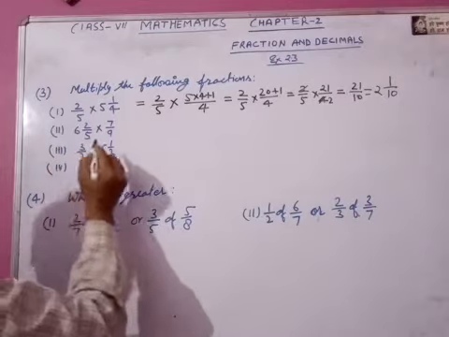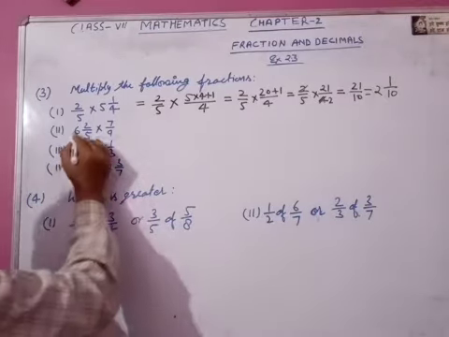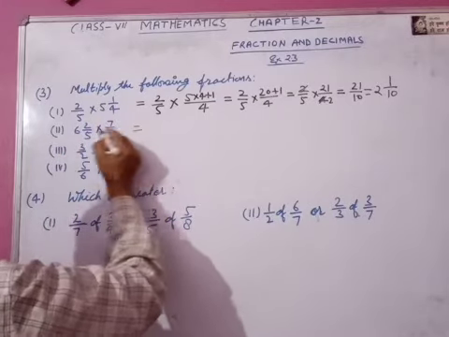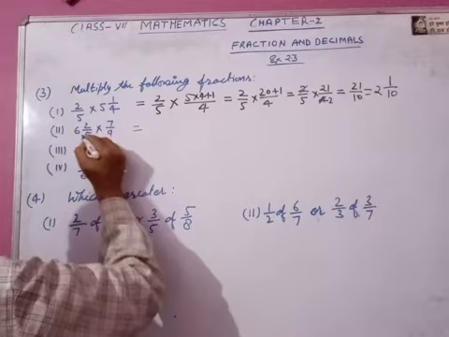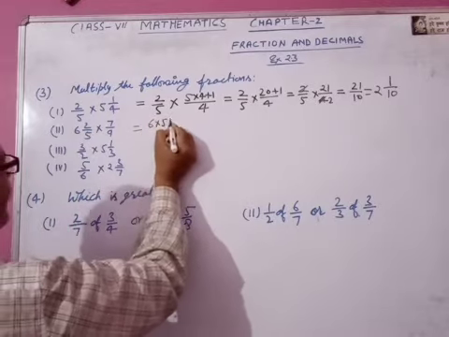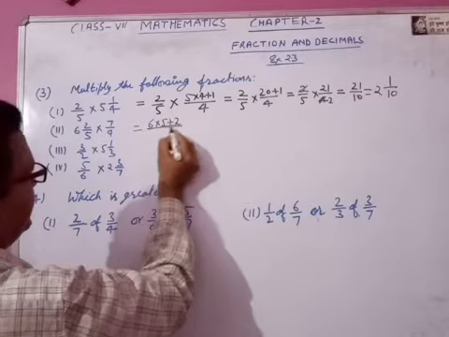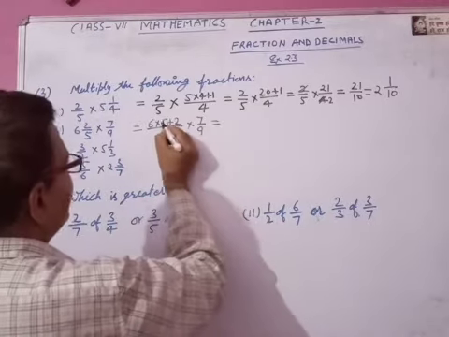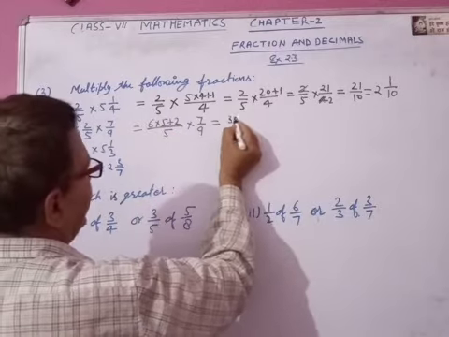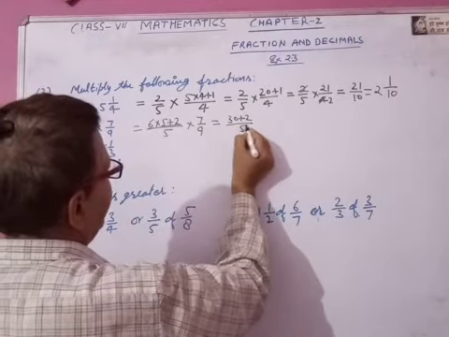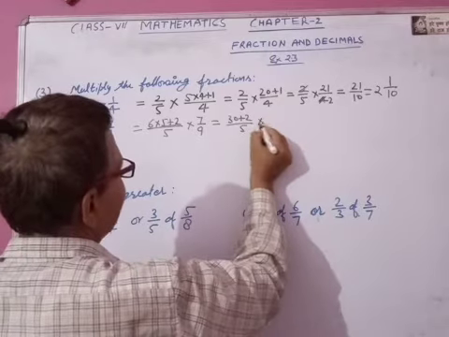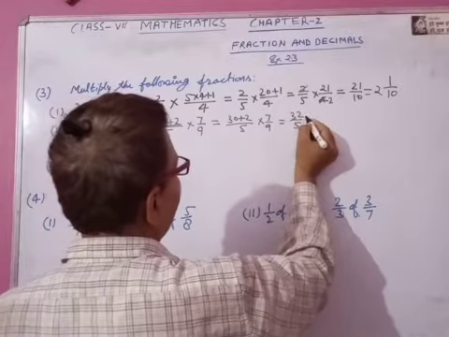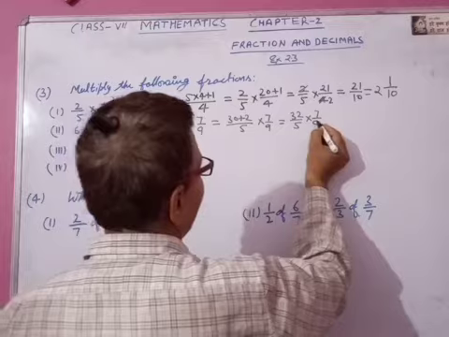Now this part you will see: 6 whole 2 upon 5 multiplied by 7 upon 9. First of all, you will change this mixed fraction into an improper fraction. 6 multiplied by 5 plus 2 upon 5, into 7 upon 9. This will become 6 fives are 30, plus 2 upon 5, into 7 upon 9. That is 32 upon 5 into 7 upon 9.